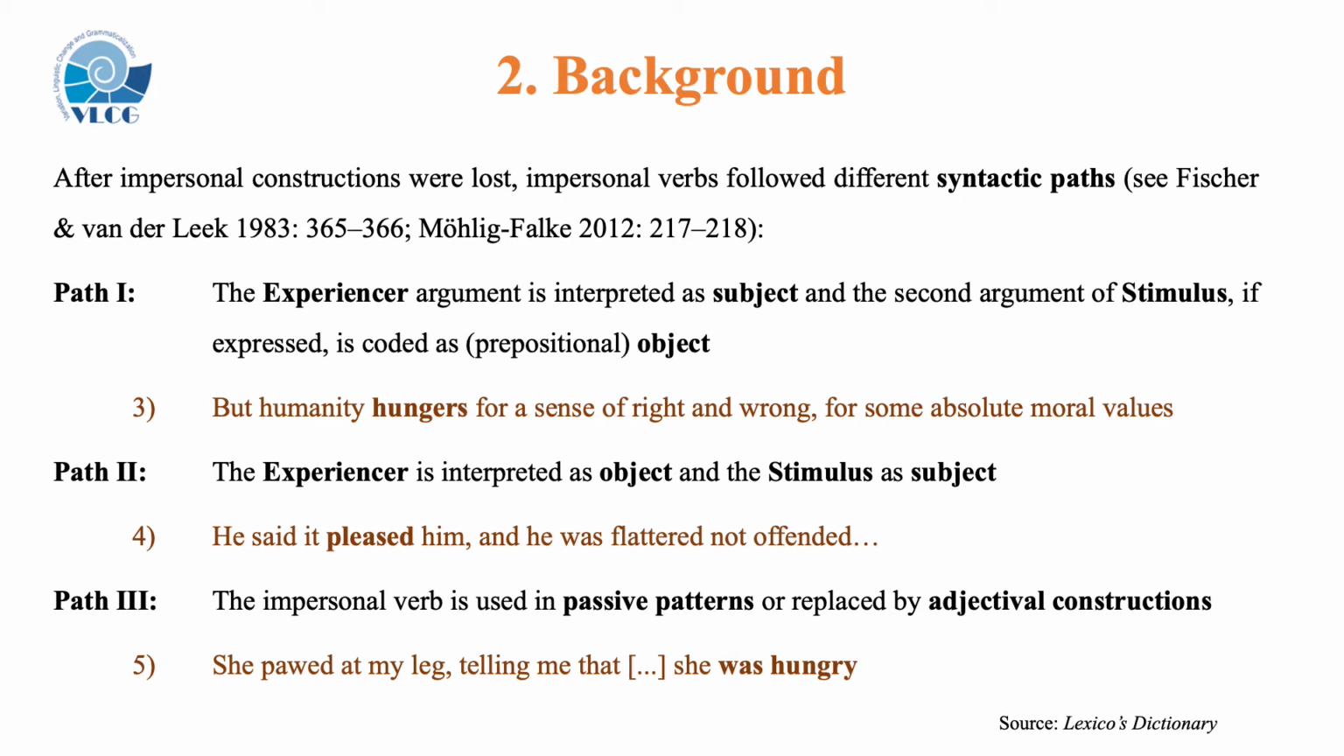In yet other cases, the impersonal verb is used in passive patterns or is replaced by adjectival constructions, as is the case in 5, "She pawed at my leg, telling me that she was hungry." In the particular case of hunger, the verb followed paths 1 and 3. And it is the purpose of this presentation to look at what the development of the verb along these paths looks like in early modern English.